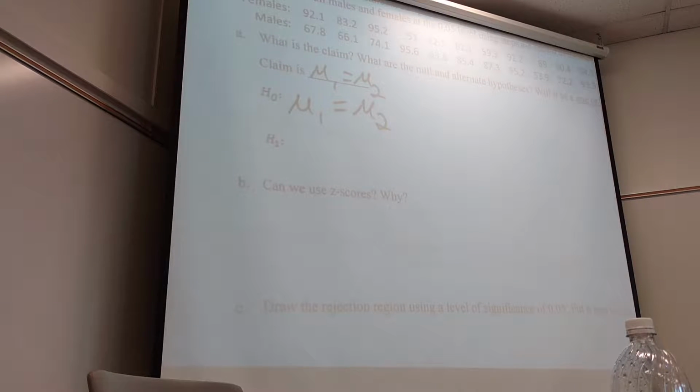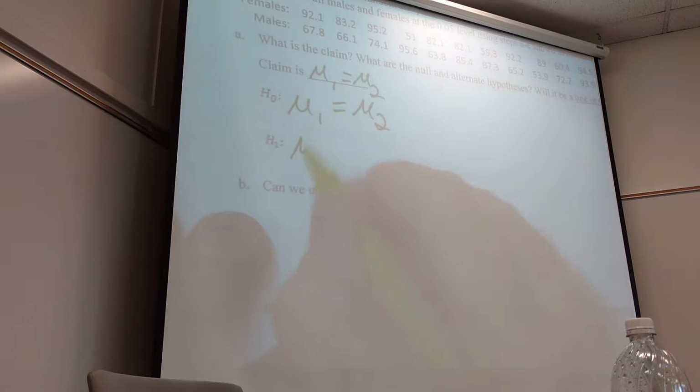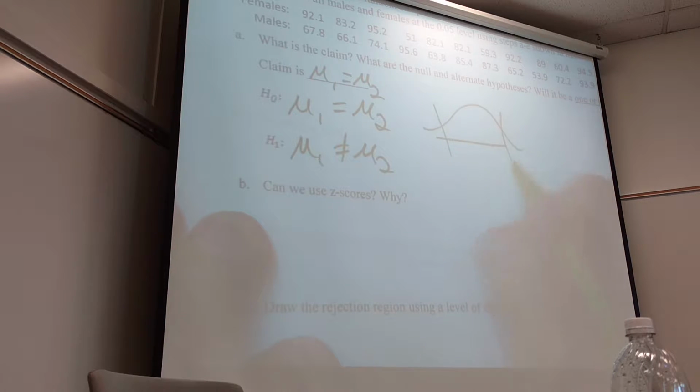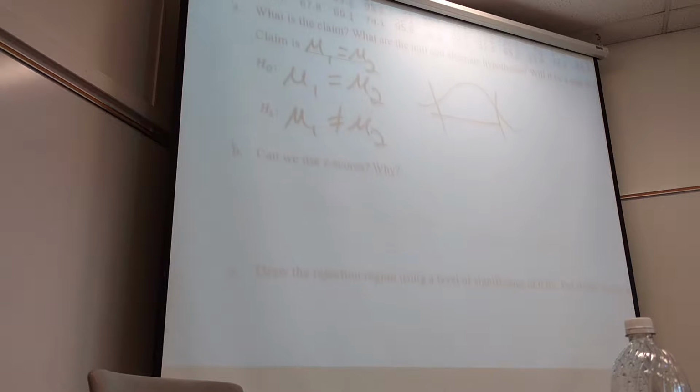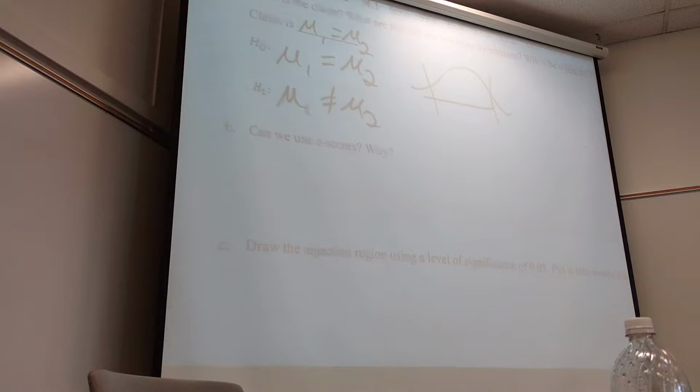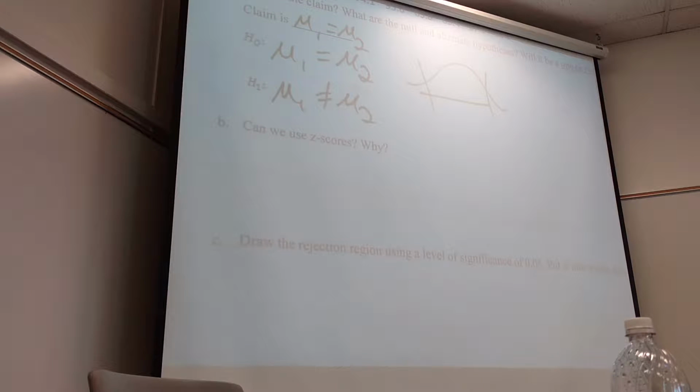What's H1? What's the high? That's crazy. So how many tail tests will this be? Two tail tests. I like it. This could go up or down, so it could be different from something. So can we use z-scores?